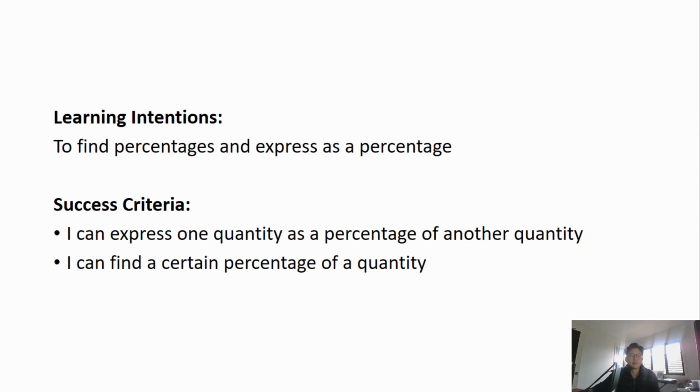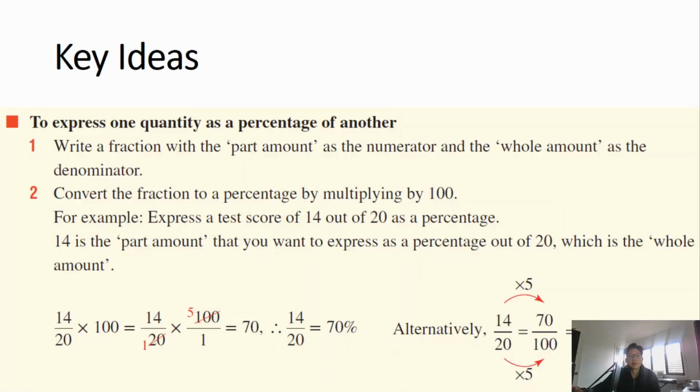Alright, so we're going to start off by looking at the key ideas of how to express one quantity as a percentage of another. The first step is to write a fraction with the part amount as the numerator and the whole amount as the denominator. Then we convert the fraction to a percentage by multiplying by 100. So there's two steps in this case. Here's a quick example.